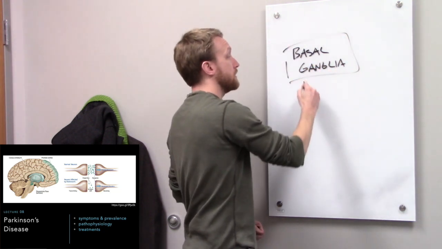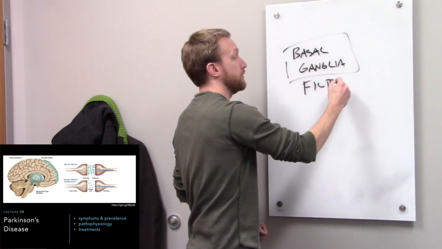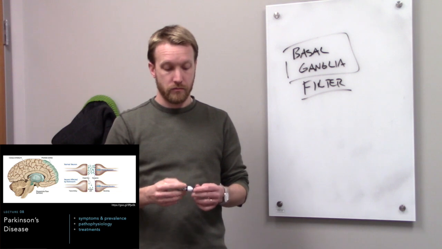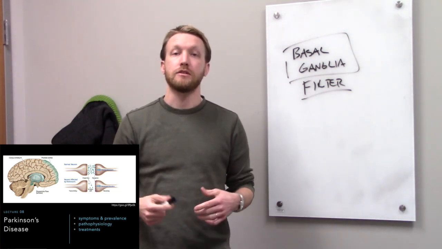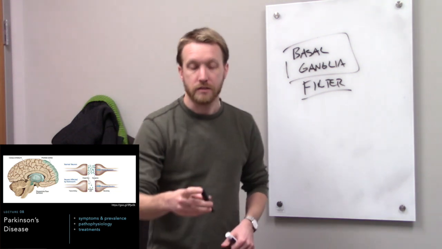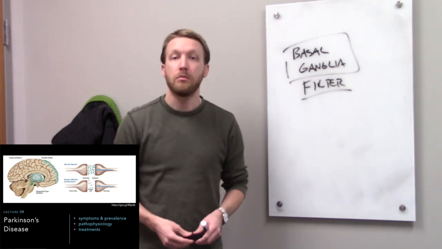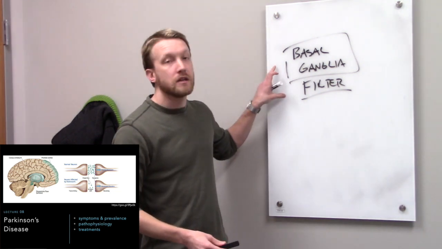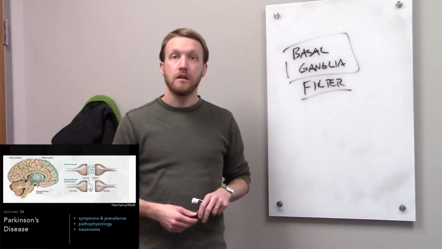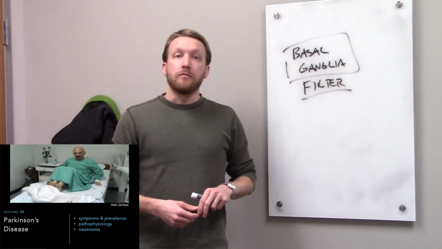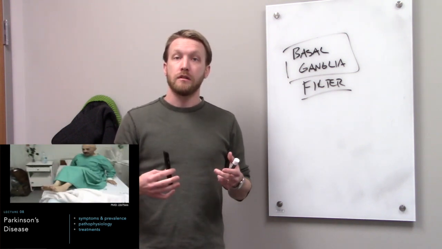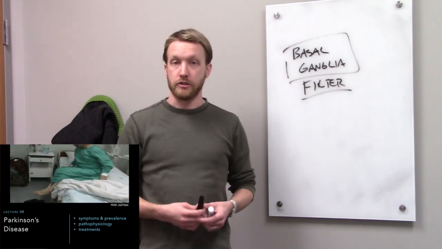The basal ganglia are your filter. They are the brain nuclei that make the decision of whether or not we should do something. And in Parkinson's disease, when we have the loss of dopamine neurons, the decision-making abilities of the basal ganglia are going to suffer. And what you'll see is the inability to appropriately and swiftly select actions.